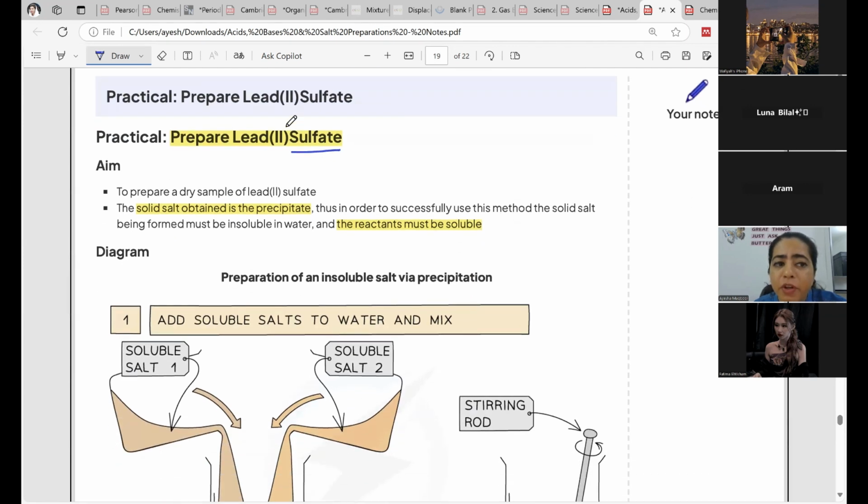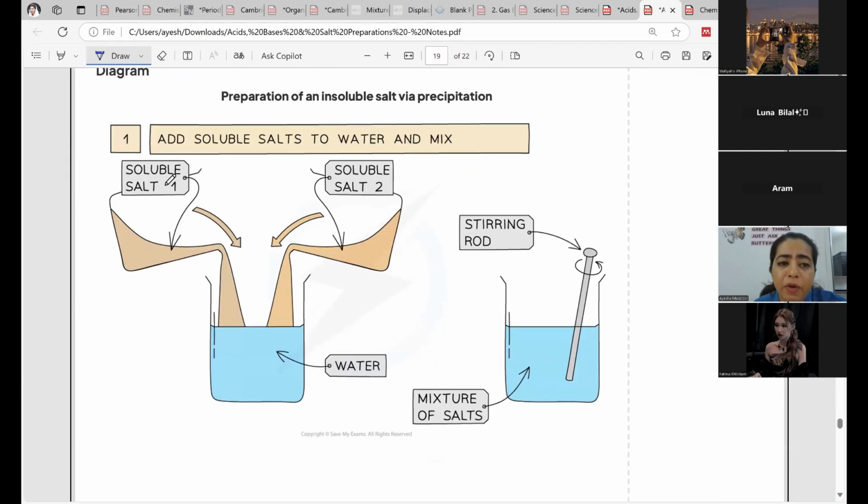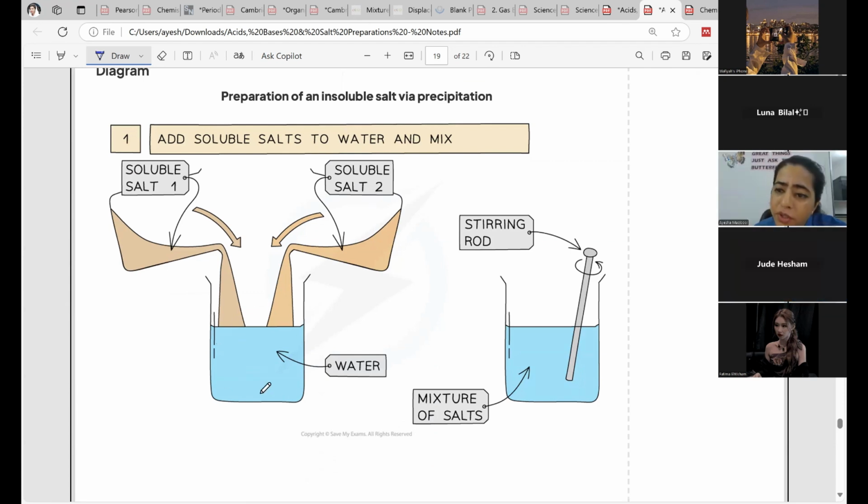So yes, it is going to be an insoluble salt. Our aim is to prepare a dry sample of this lead sulfate. It is going to be in the form of a precipitate because it's an insoluble salt. So both the reactants should be soluble. We are taking soluble salt 1 and soluble salt 2 and mixing them together. If they are already in solution, we can mix them together, or we can mix them in water as well, because the water will provide the medium for better solubility.